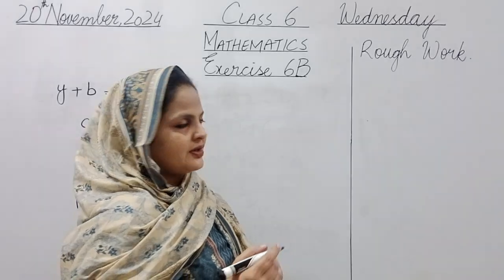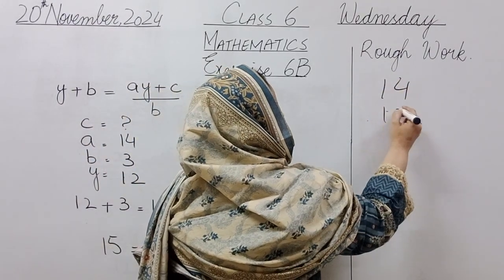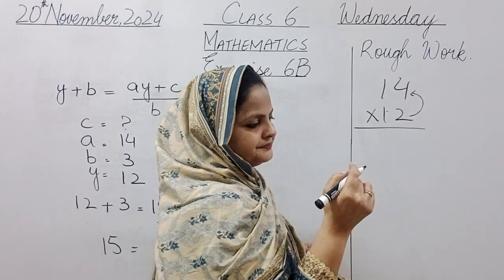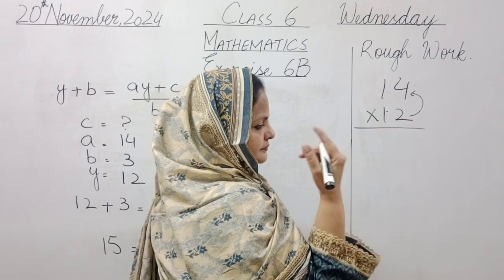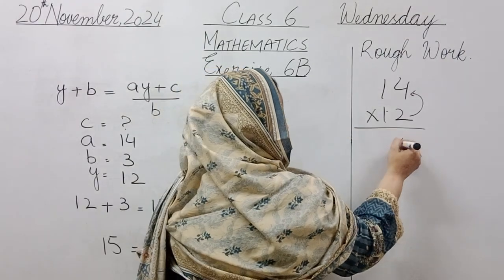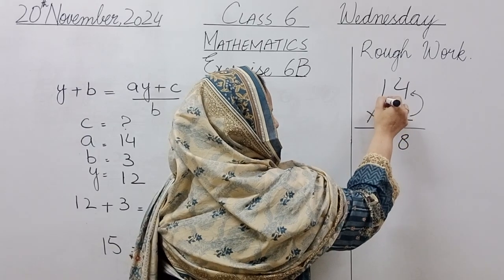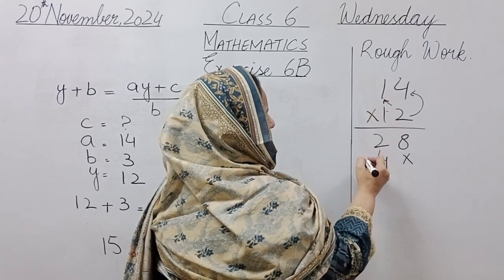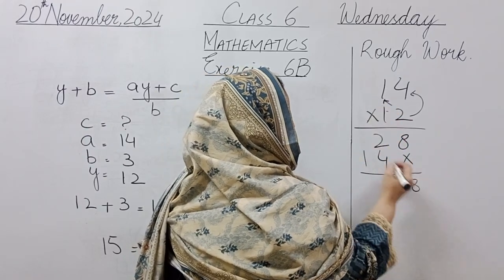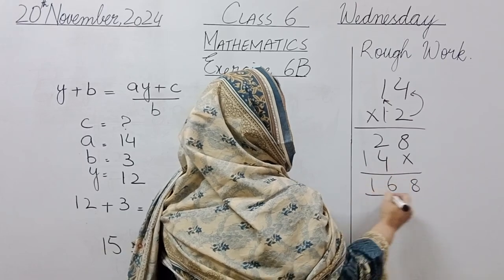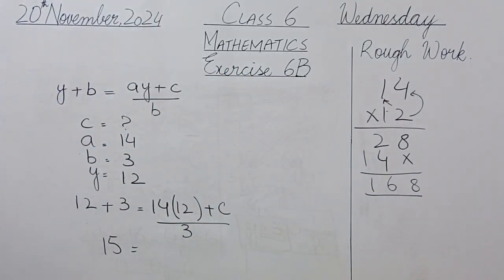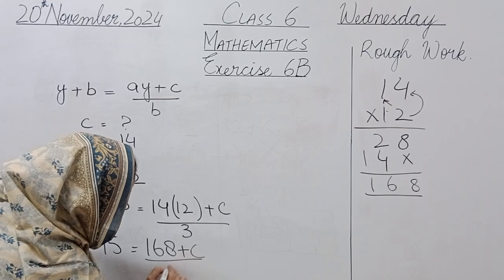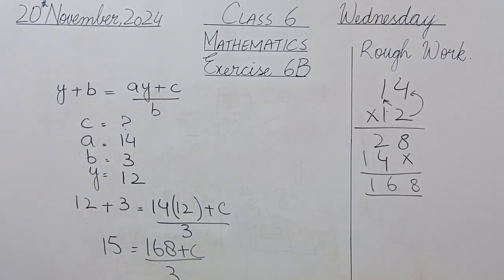Okay, let's try it all together. 14 multiplied by 12. 2 fours are 8, 2 ones are 2. Here we will cross. 1 four is 4, 1 one is 1. 8, 4 plus 2, 6 and 1. So 14 multiplied by 12 is 168 plus c over 3. Clear?